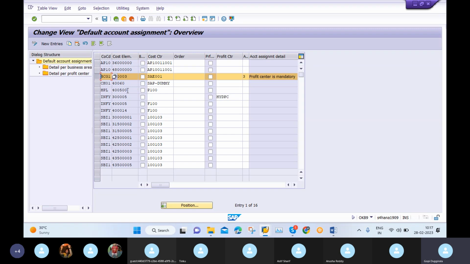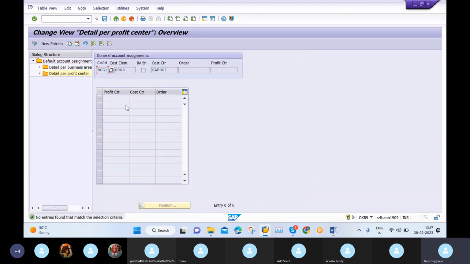real-time project also. See, for example, this area, then if I want to go to this area, then for this cost element, in finance point of view, what is this? GL account. This GL account, I can link, I can connect it to my profit center and cost center, and I can connect to my internal order also. This is the area. How we will do general account assignment in this place.